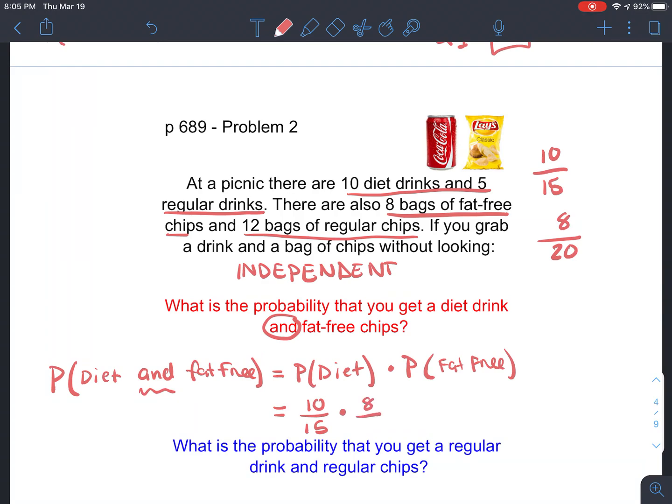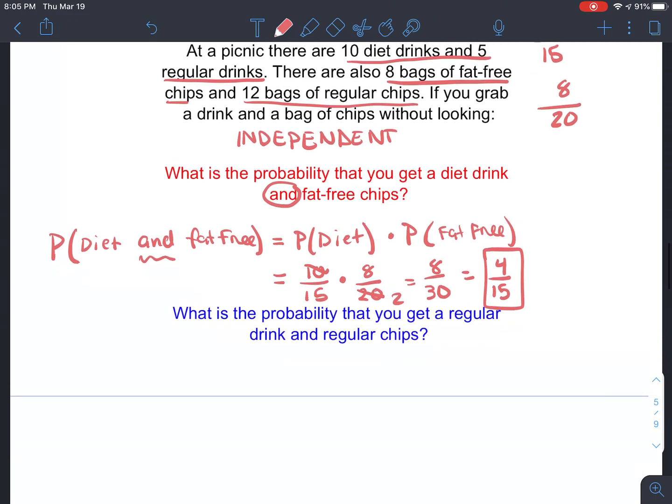So we're multiplying 10 over 15 by 8 over 20. And we can make some cancellations. So 10, 2, and we get 8 over 30. We know we need to reduce our fractions to lowest terms. So that's going to be 4 over 15 as my probability. Okay, so the probability of pulling a diet and a fat-free is 4 over 15.